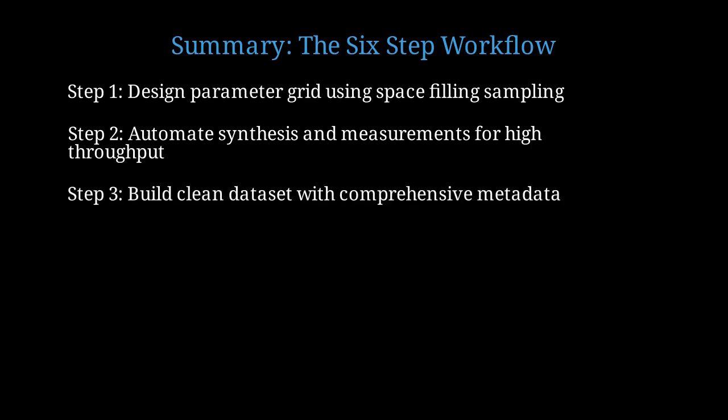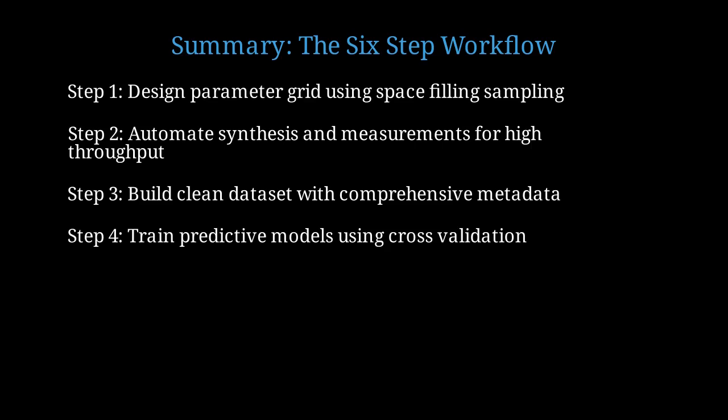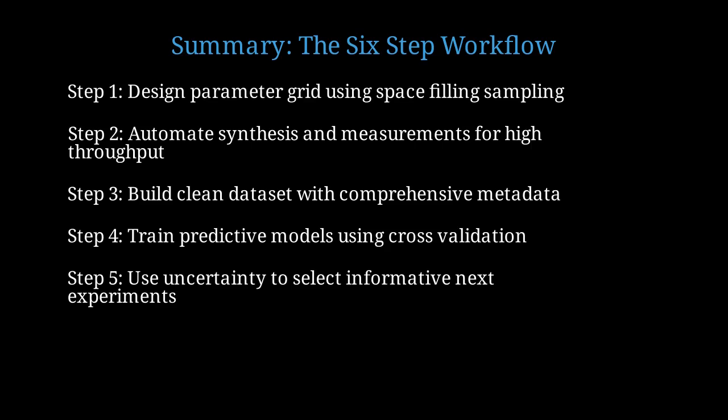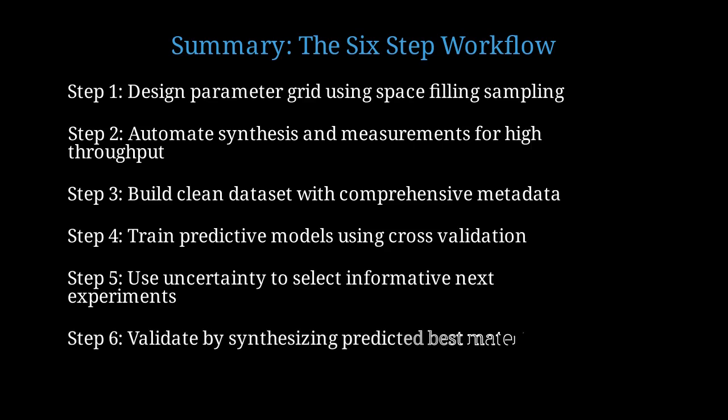Step 3. Invest in building a clean, well-documented dataset with comprehensive metadata. Data quality is absolutely critical. Step 4. Train machine learning models to predict material properties, using rigorous cross-validation to assess performance and prevent overfitting. Step 5. Use model uncertainty and acquisition functions to intelligently select the most informative experiments to run next, balancing exploitation and exploration. Step 6. Validate your model by synthesizing the predicted best materials that were not in your training set and measure their actual performance.